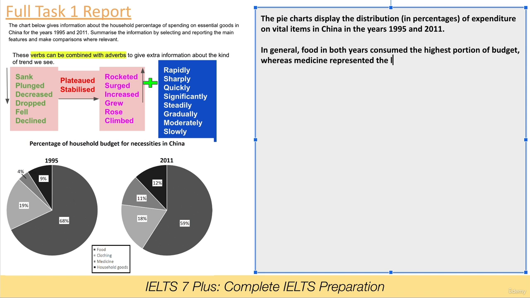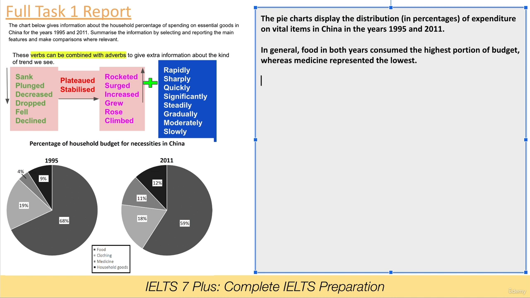Or maybe the lowest. In general, food in both years consumed the highest portion of budget, whereas medicine represented the lowest. I think that's good. We're not including data here, we're keeping it very general, our sweeping statement.